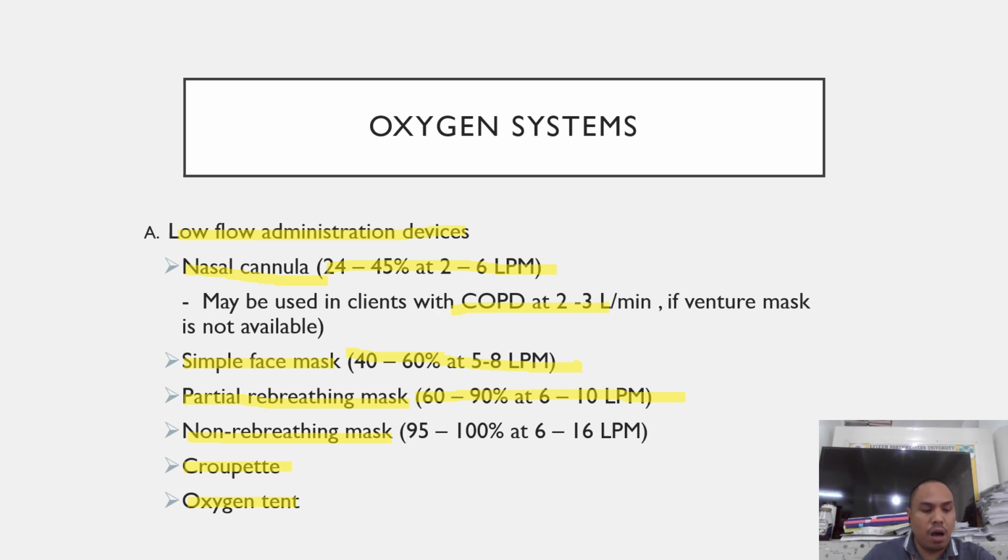And then we have the oxygen tents, or yung tinatawag natin na face tents. Okay, so sa face tent natin, it can replace oxygen masks when the masks are poorly tolerated by our clients. So face tent provides varying concentrations of oxygen, for example 28 to 100% at 8 to 12 liters. So it is convenient for providing humidification and oxygenation. However, oxygen concentrations cannot be controlled. Okay, so that is for low flow administration devices.